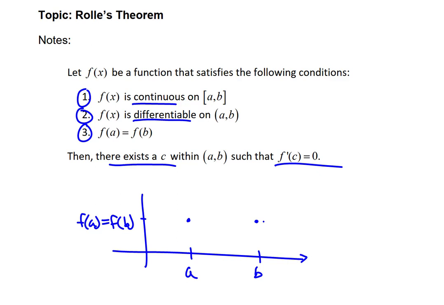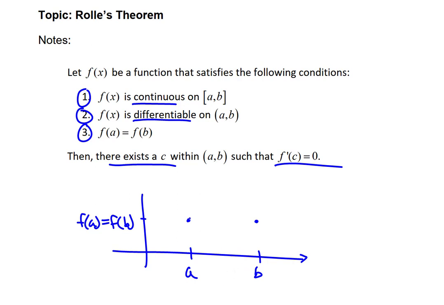Well, what this theorem is saying is that if f is continuous on this closed interval and differentiable on the open interval, and f of a equals f of b, which we have, then somewhere in this interval from a to b, we could find a c value such that f prime of c equals 0. Now remember, f prime of c equals 0 would mean the derivative of our function at c is 0, which would mean it has a horizontal tangent line.